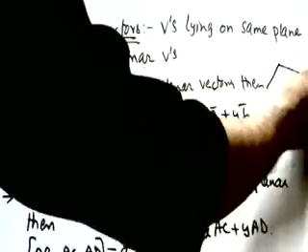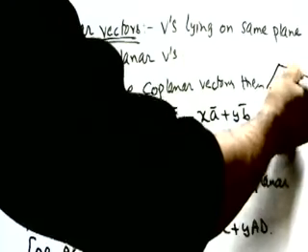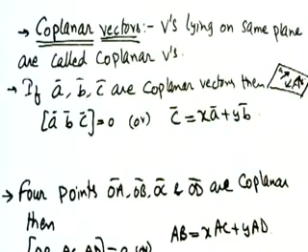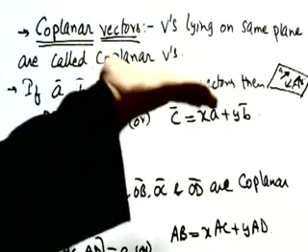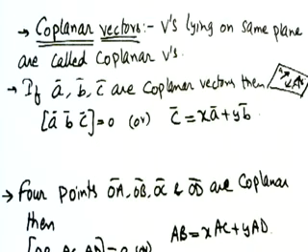Now see the next concept. Suppose we are having three or more vectors on the same plane. Suppose this is the plane, and we are having three vectors, A, B, C. Vectors lying on this plane are called coplanar vectors. Vectors lying on the same plane are called coplanar vectors.